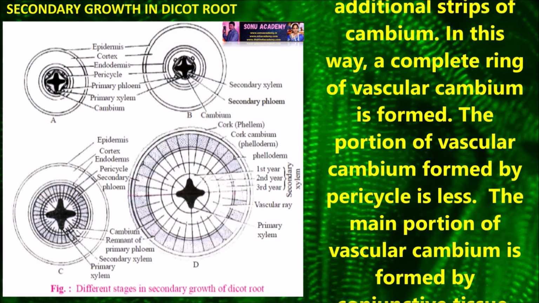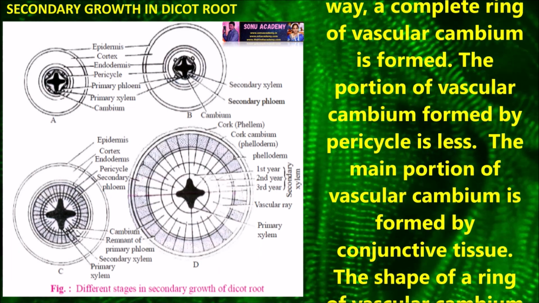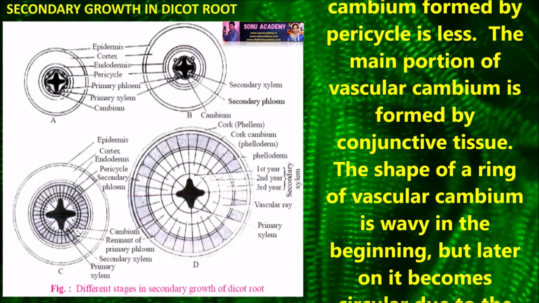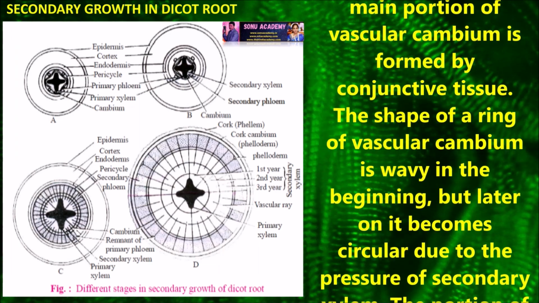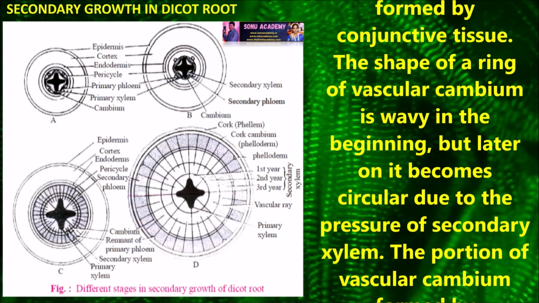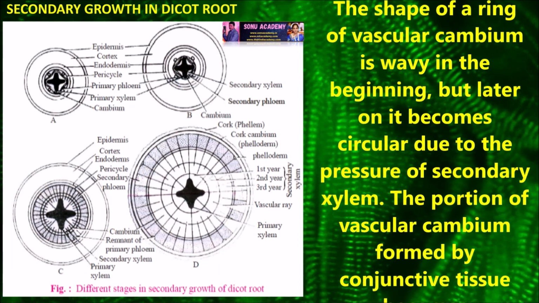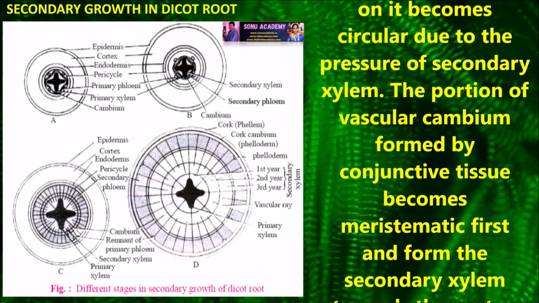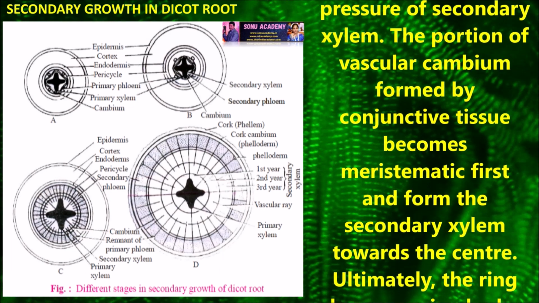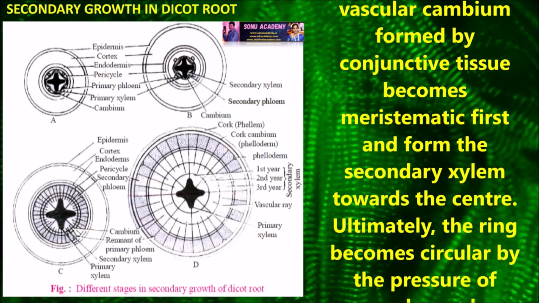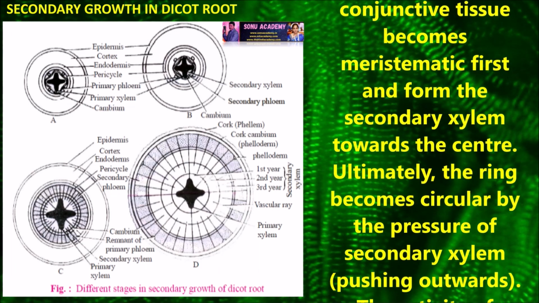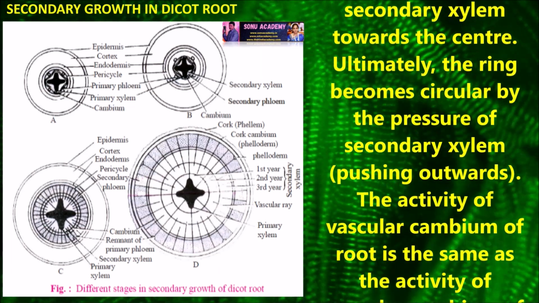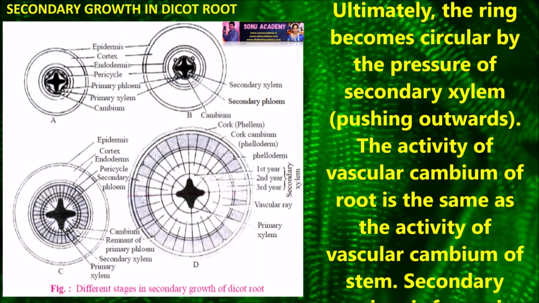The portion of vascular cambium formed by pericycle is less. The main portion of vascular cambium is formed by conjunctive tissue. The shape of the ring of vascular cambium is wavy in the beginning, but later on it becomes circular due to the pressure of secondary xylem. The portion of vascular cambium formed by conjunctive tissue becomes meristematic first and forms the secondary xylem towards the center. Ultimately, the ring becomes circular by the pressure of secondary xylem pushing outwards.